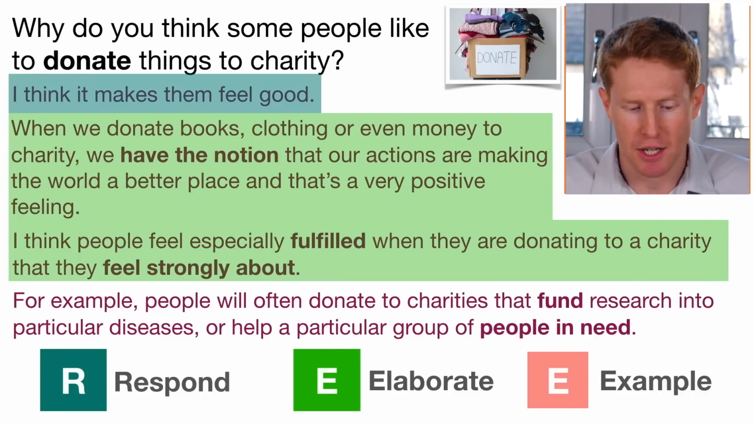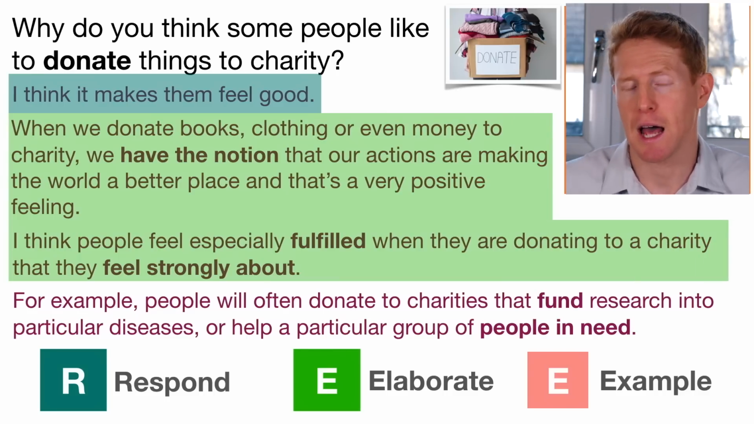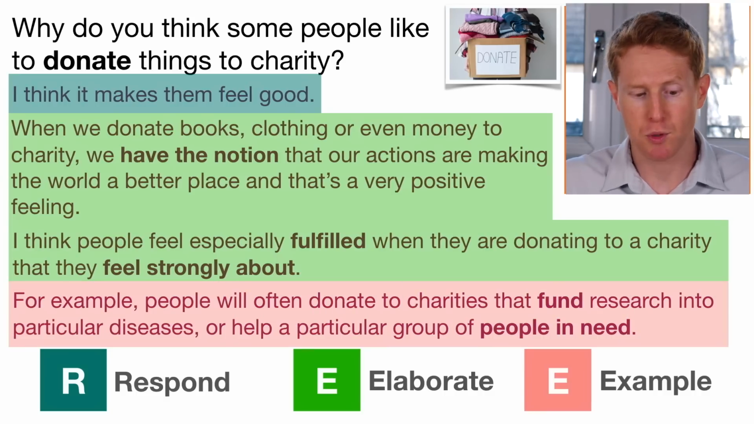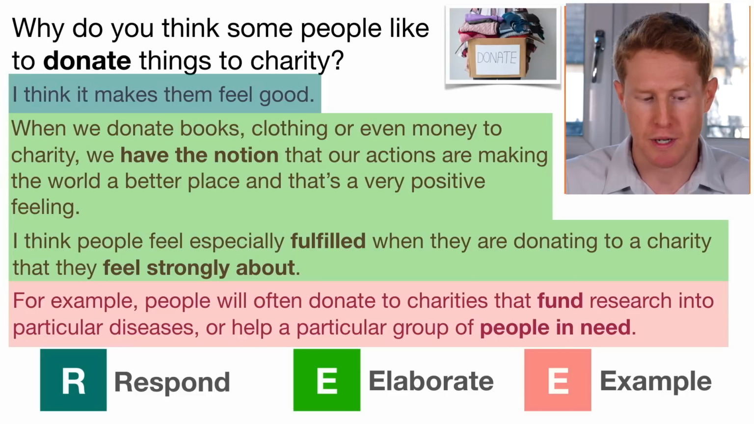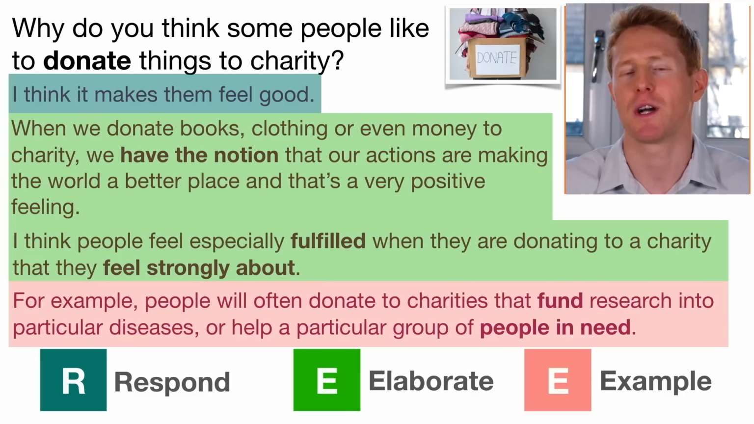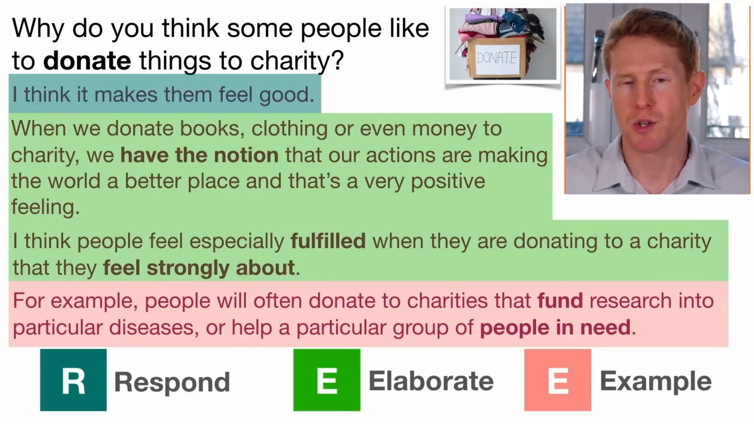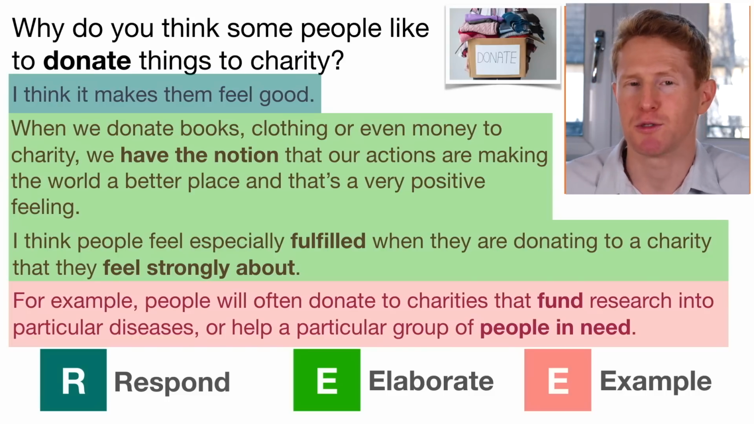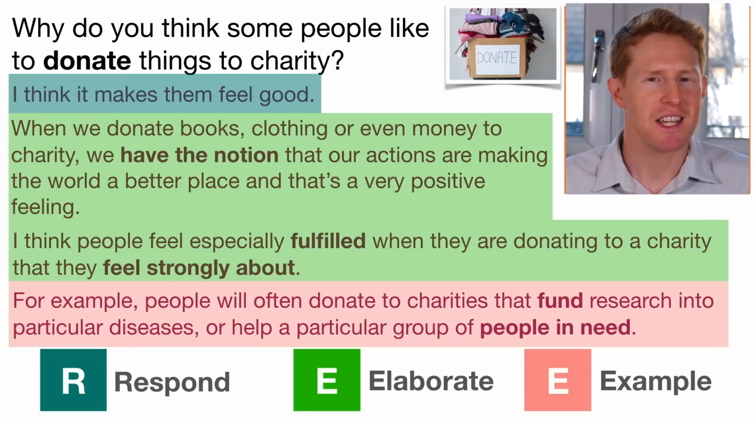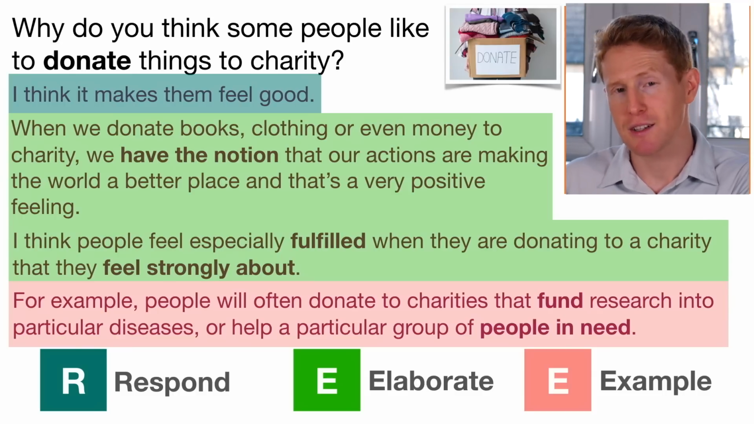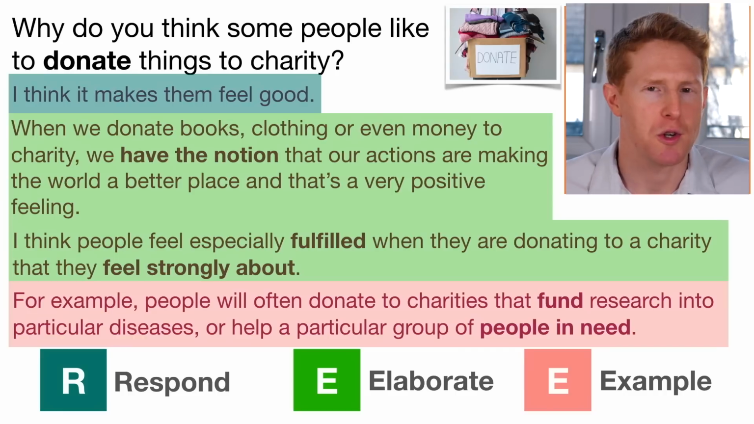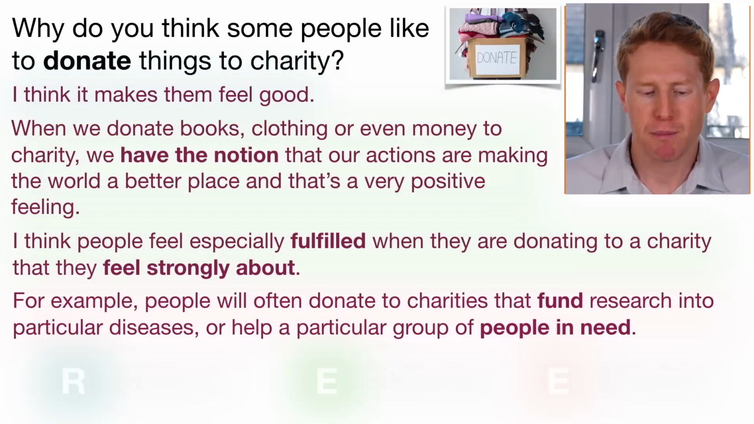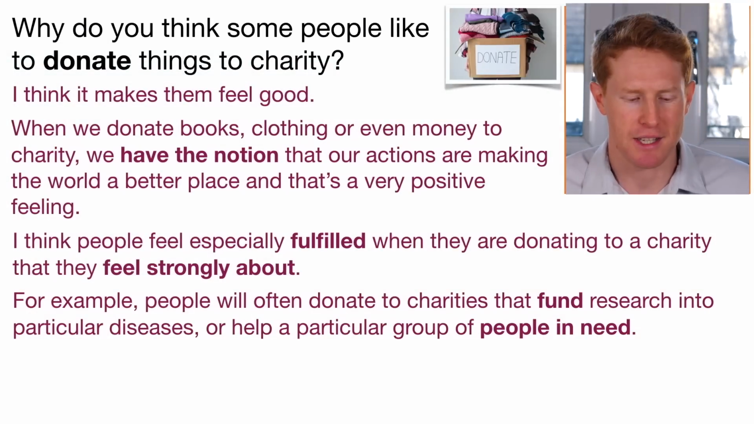And you can see this section here in blue. So we give a longer elaboration. And then finally at the end, we have an example. So, for example, people often donate to charities that fund research into particular diseases, etc. So we respond, we elaborate, and we give an example. And by doing this, we're going to get a higher score for fluency and coherence. And this is, again, something that you can do in your speaking, especially in part 3, and you can also do in your writing as well. So respond, elaborate, example.